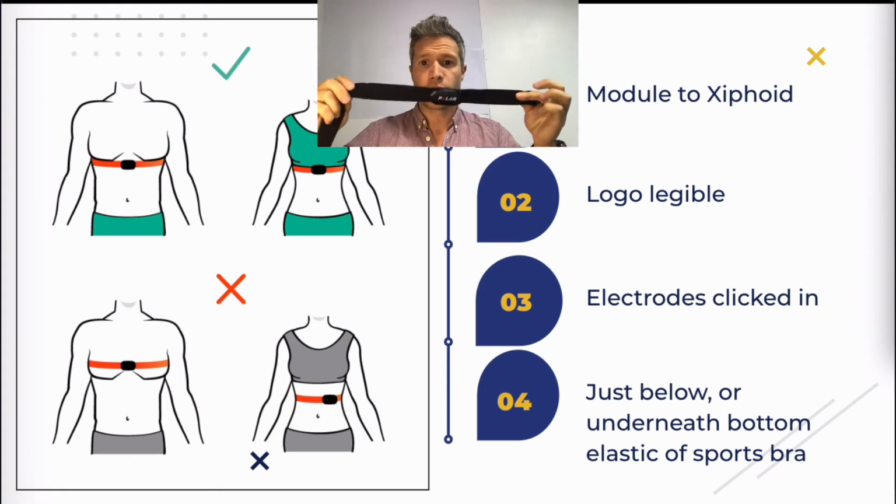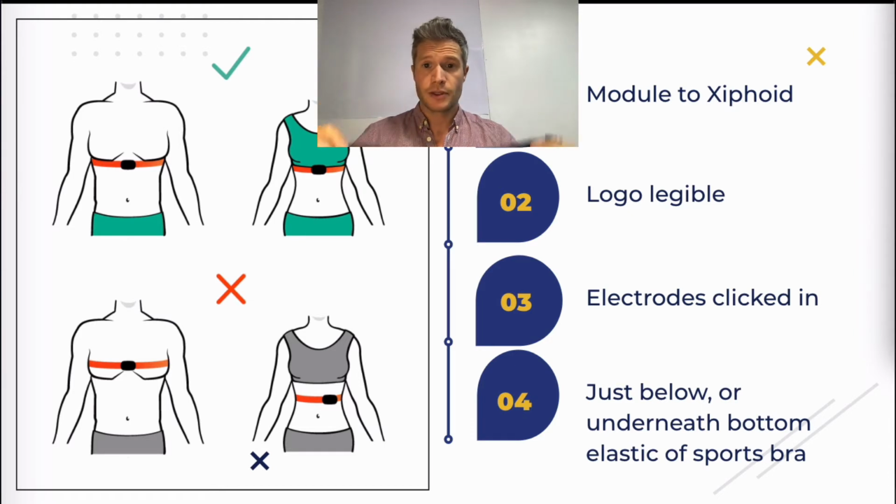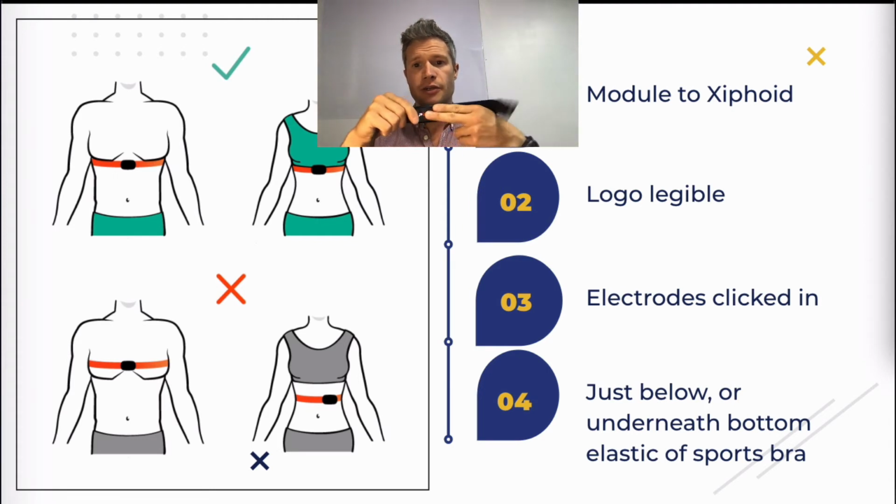When you put it on, you want it to be logo up, and place it just below the chest line. You'll also want to ensure, if you have a sports bra on or something like that, typically I suggest for a lot of my clients that it goes just under the bottom of the band. It actually helps hold it in place a little bit, especially if you're being active. It keeps the back of the pod, with the electrodes, held against the body.